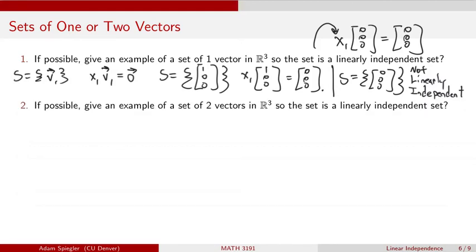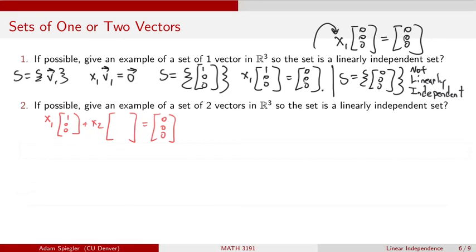Okay, now let's jump up another vector. And so now let's consider sets of 2 vectors in R3. And let's think about, can we come up with a set of 2 3-dimensional vectors that form a linearly independent set? So let's consider a matrix equation where we've got x1 times v1. And I'm going to pick v1 to be this vector 1, 0, 0. And then we've got x2, and now we've got some place for a second vector. So if I want this set to be linearly independent, then that means I want to plug in a second vector over here so that this equation only has a trivial solution.